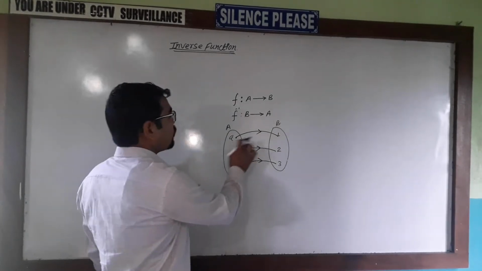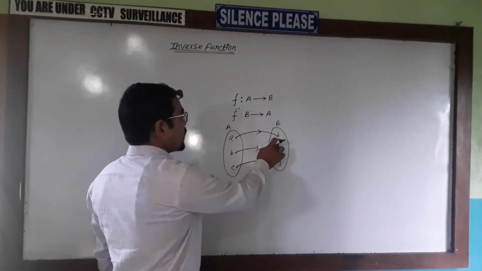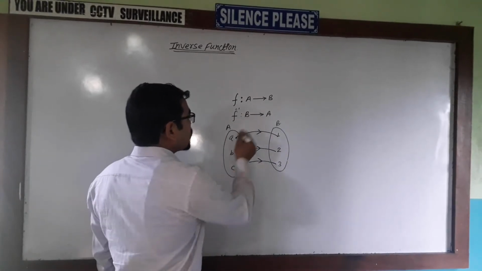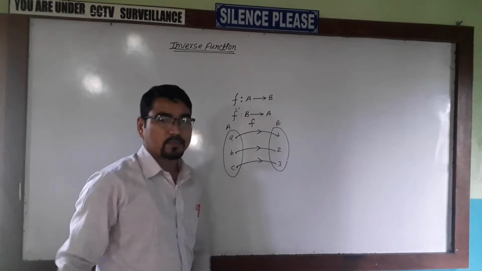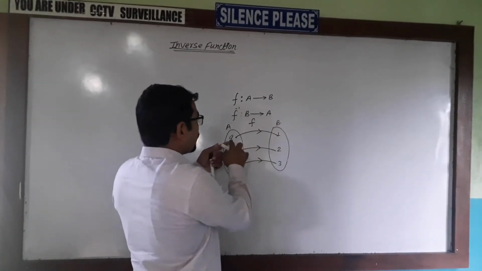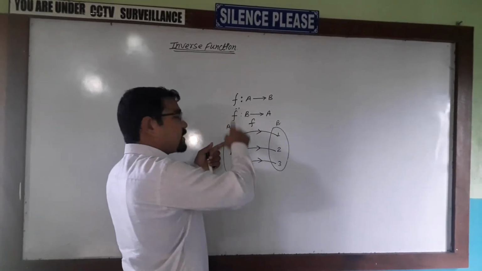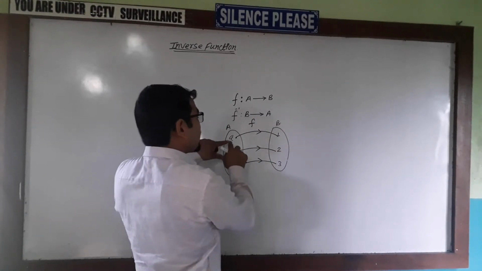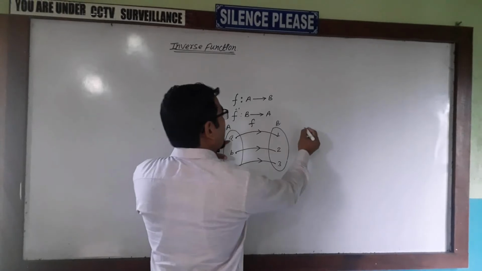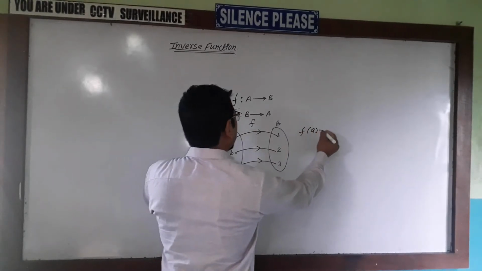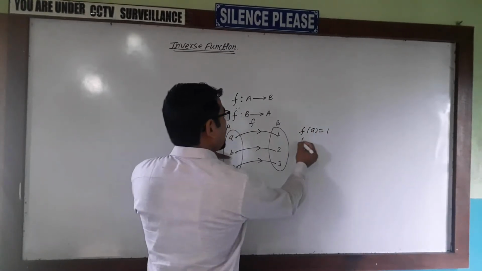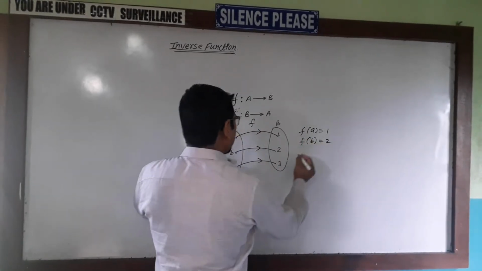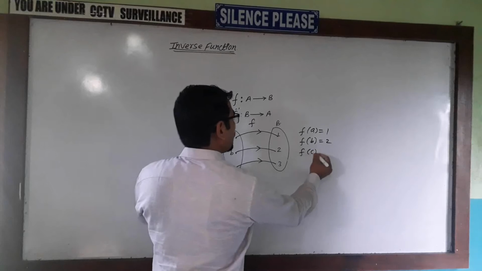So here it is a one-to-one function. Each element is mapped to a unique image: a is mapped to 1, b is mapped to 2, c is mapped to 3. The set A holds the input values, and these are the output values. If we put a into this function f, then f of a is equal to 1. If we put b, then f of b is equal to 2. Similarly, f of c is equal to 3.